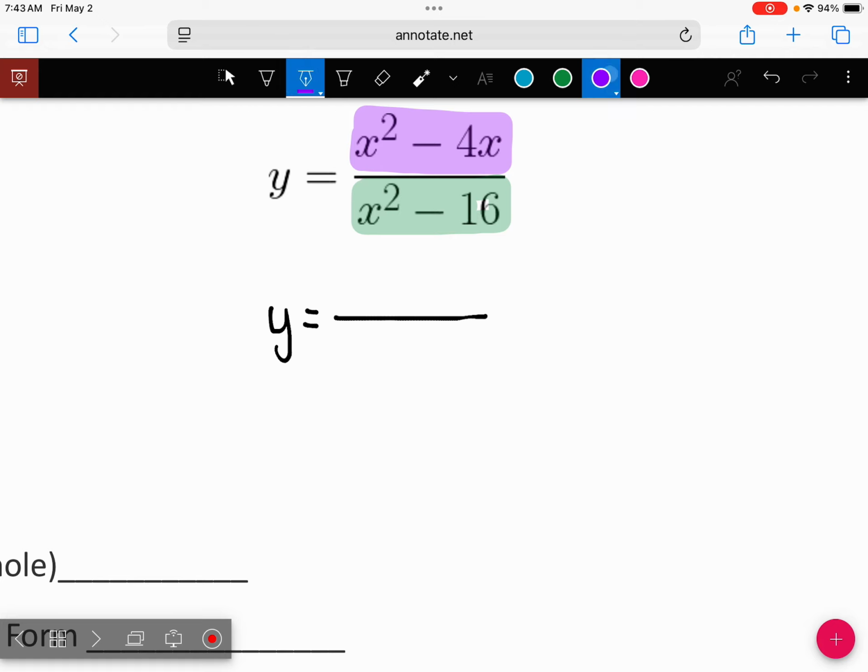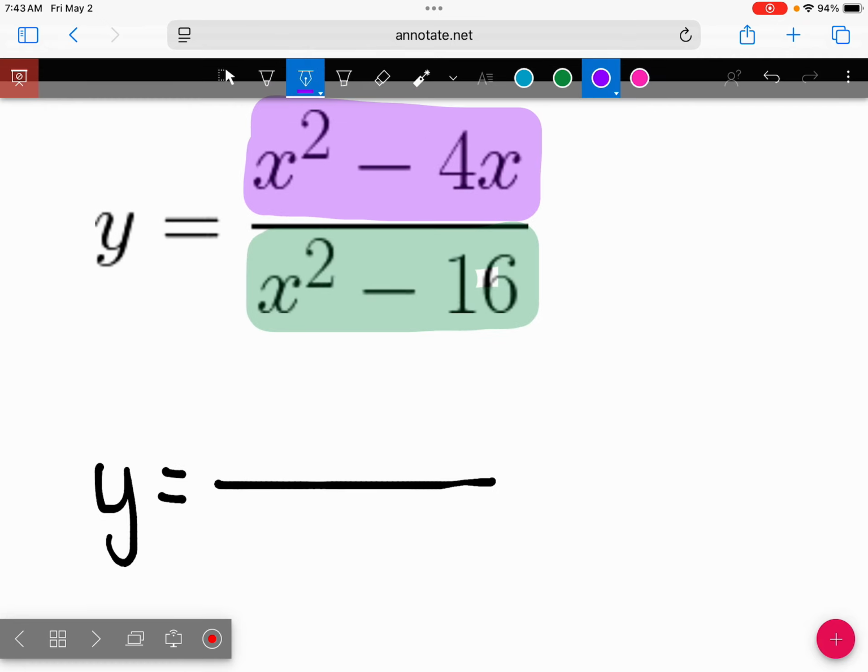Numerator. What are we going to do with the numerator? How can I factor x squared minus 4x? Well, we're missing a term. Which term are we missing? The normal number at the end. We don't have a c value on this one.